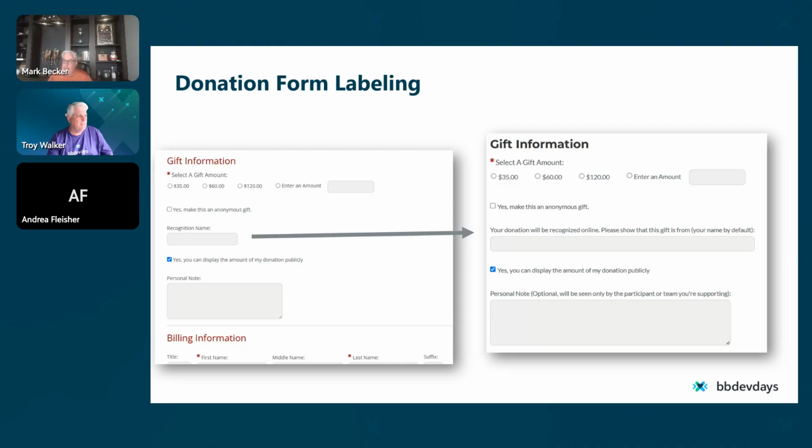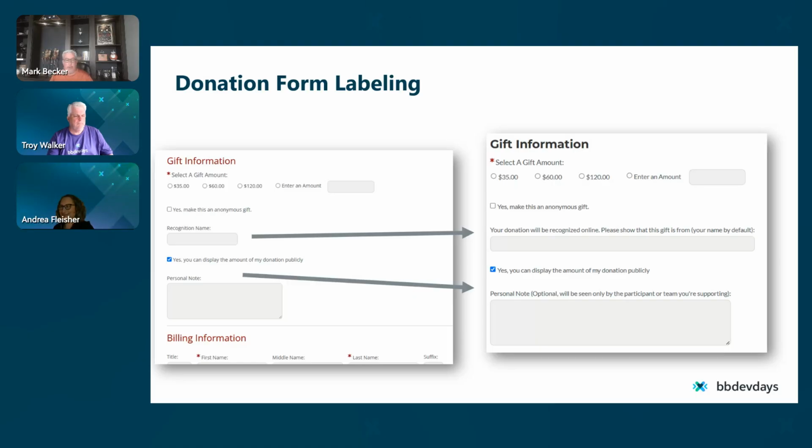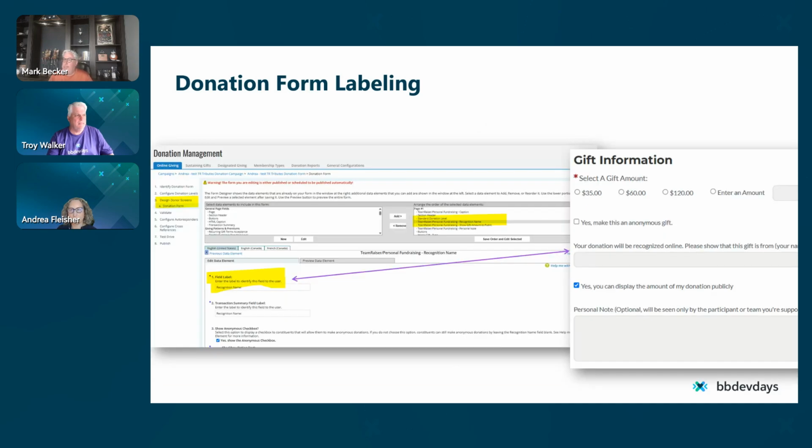Like recognition name on the donation form is totally editable. Same thing with the personal note. Recognition name might be obvious to those of us who are in TeamRaiser every day, but someone making a donation might think, okay, I think I know what that means, but what does that mean? So you can definitely add some more language to help clarify what that is, and also for the personal note, clarifying that it is only viewable by the person that you donated to and not publicly available to everybody.